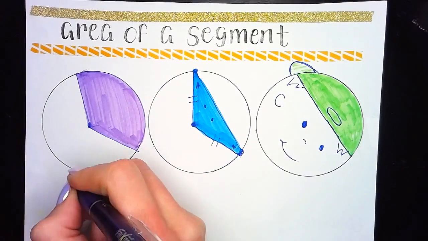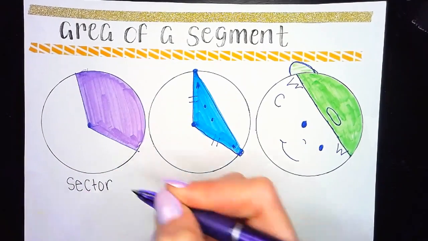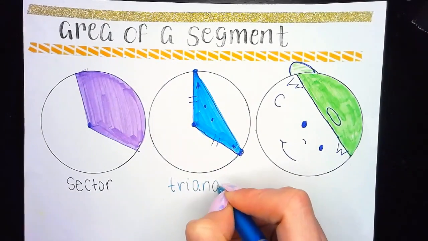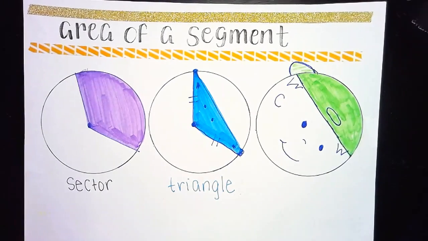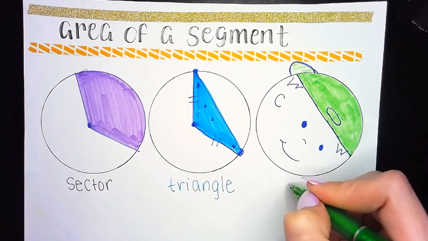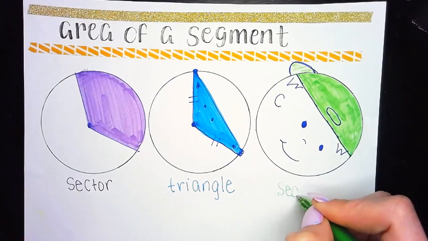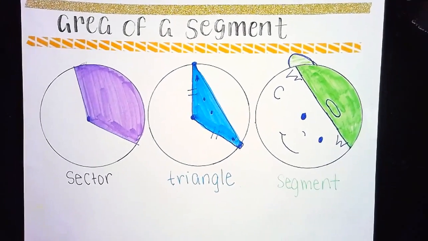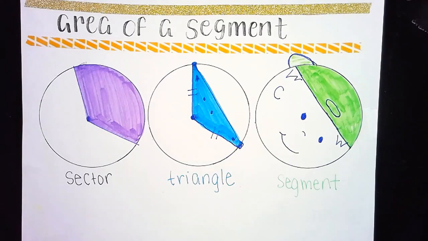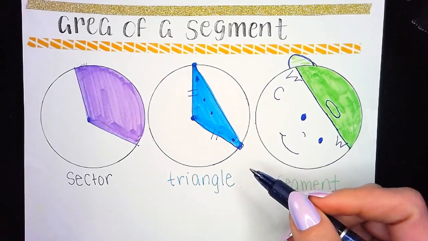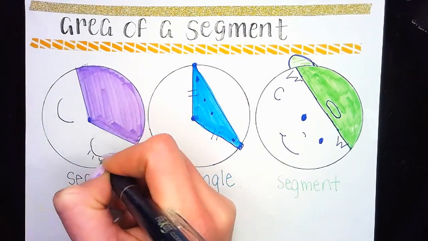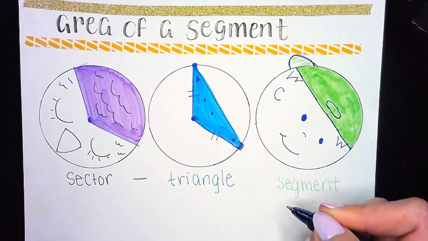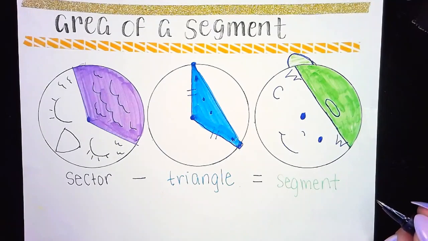So this right here is the sector. This right here is a triangle. And this right here is a hat? No, segment. How are all of these things related? So sector minus triangle equals segment, at least for their areas.